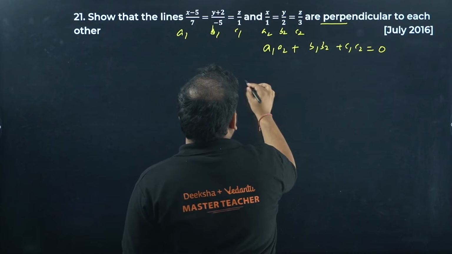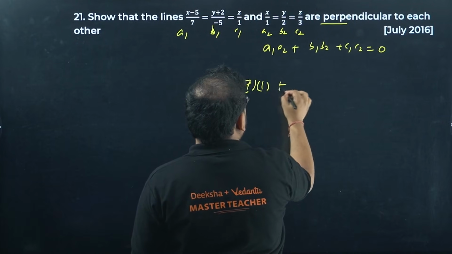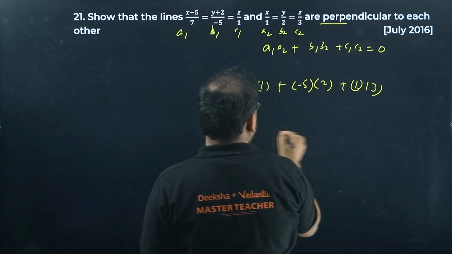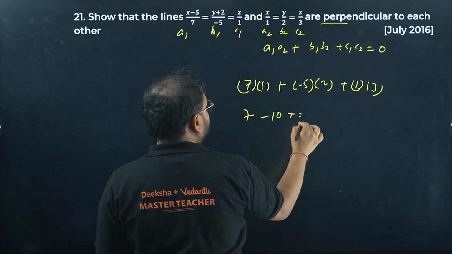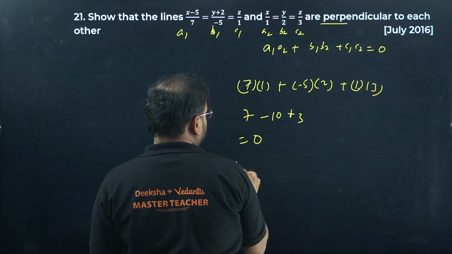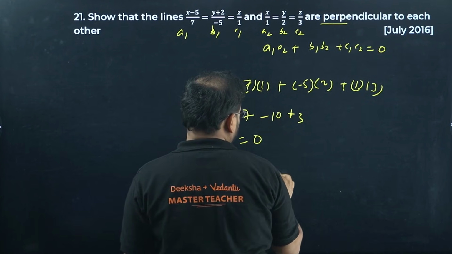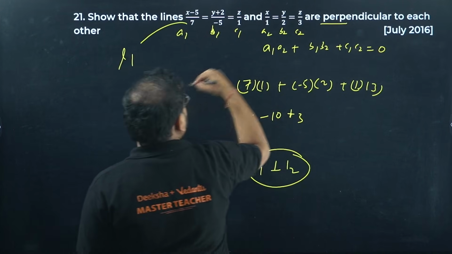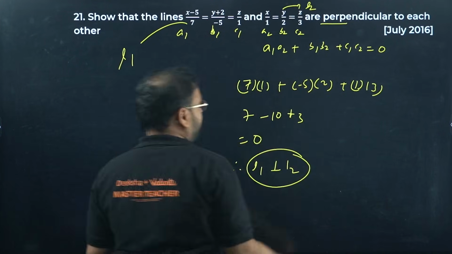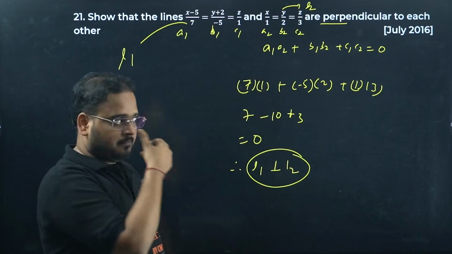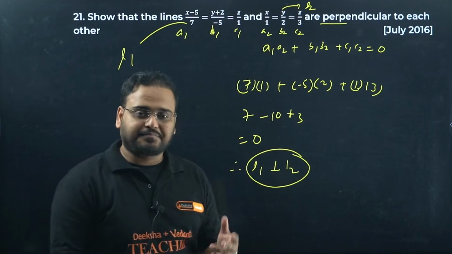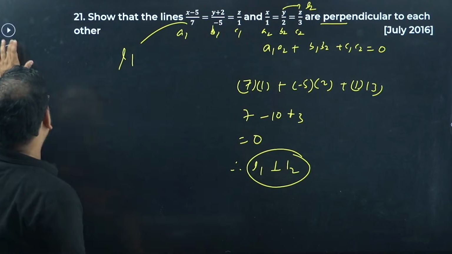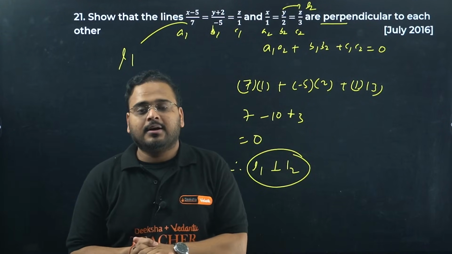So if you find the value 7 into 1 minus 5 into 2 and 1 into 3, check here, 7 minus 10 plus 3, how much is this coming as? 0. It means the given line L1 is perpendicular to L2. This is my line L1 and this is the line L2, they are perpendicular. So proven. This is the end of your questions from this session on 3D geometry. This is the end of your lecture on 3D geometry for your PU2.